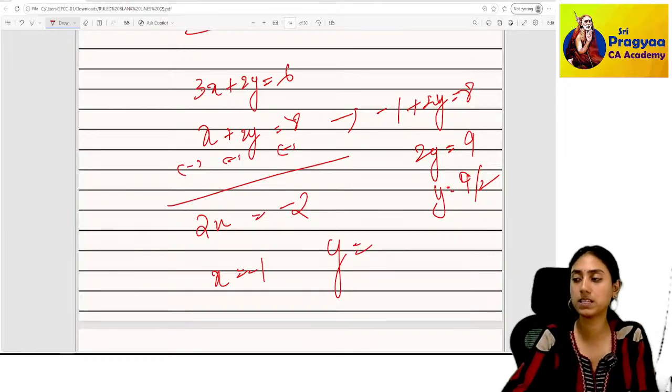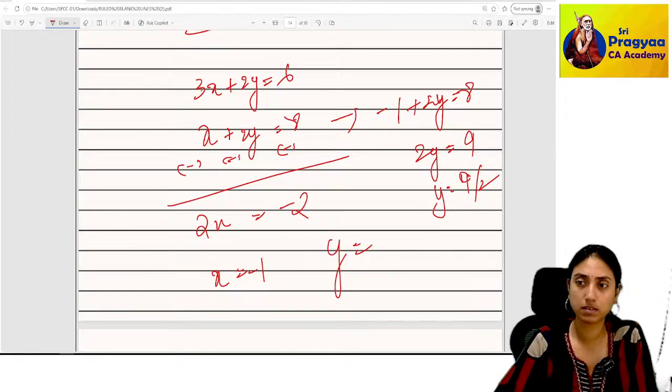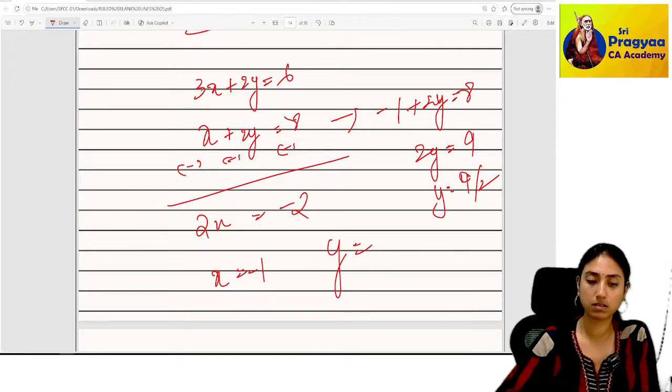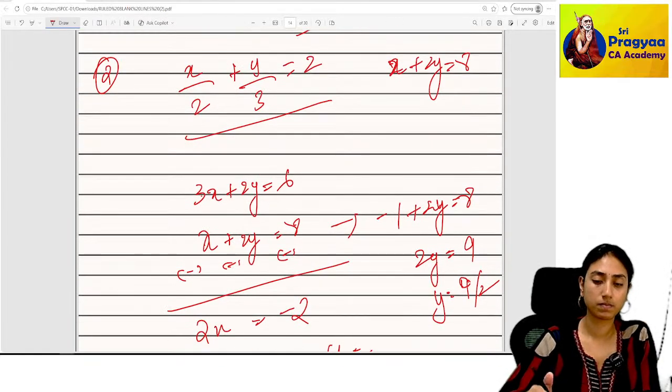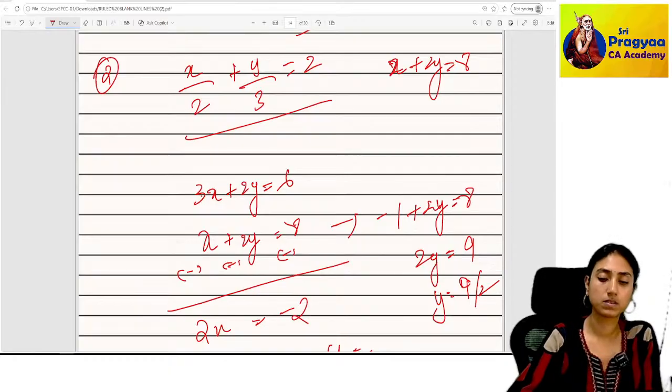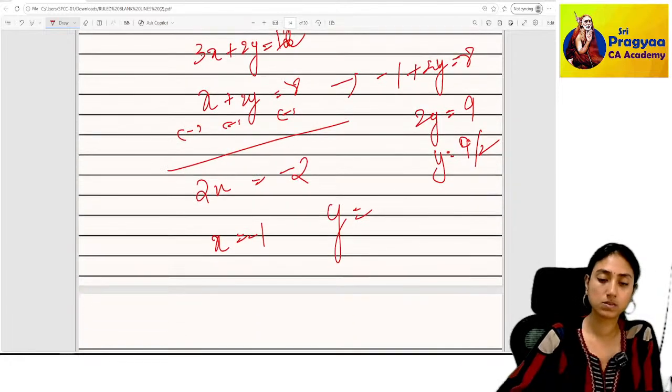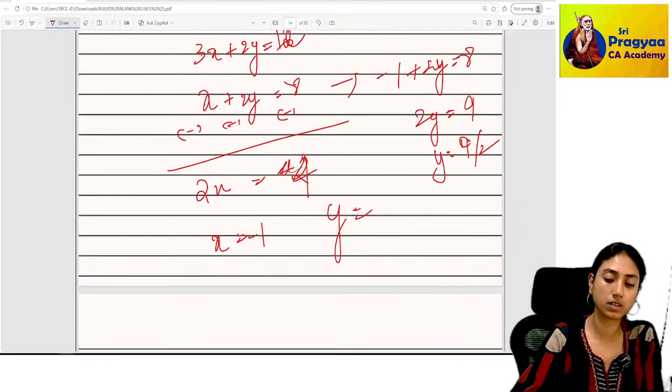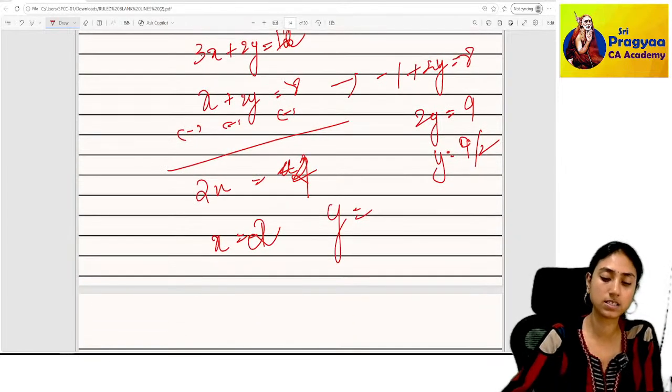இல்லை, இங்கே எனக்கு -1 வருது, இதுவே தப்பு. 6 into 2 12, correct, sorry. So thereby this will become 4, correct? So x is 2.